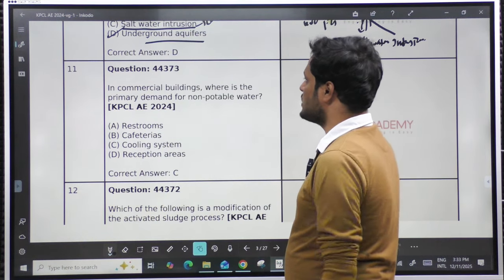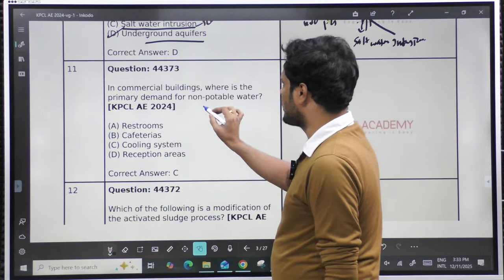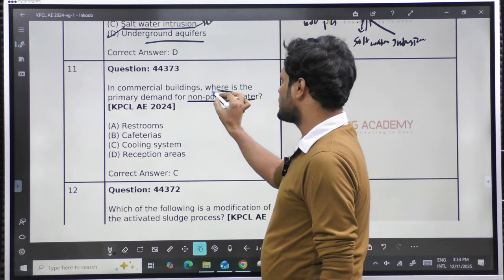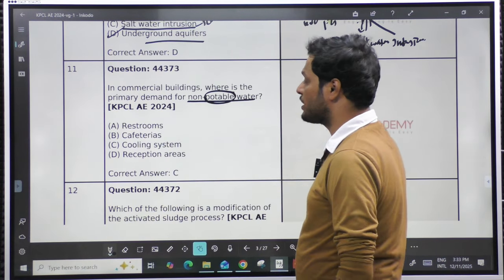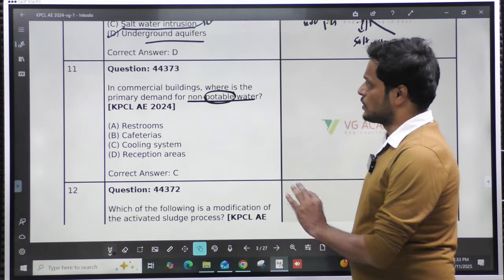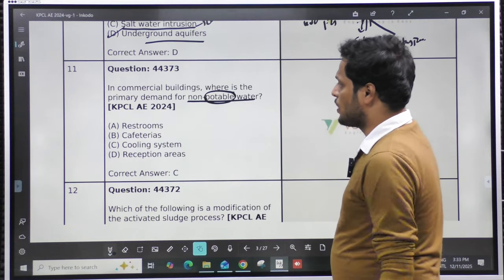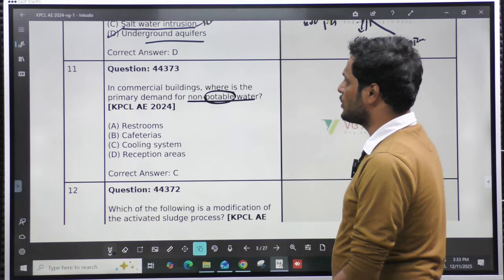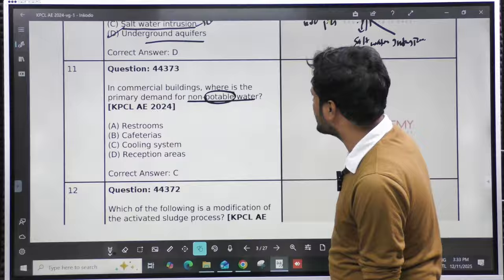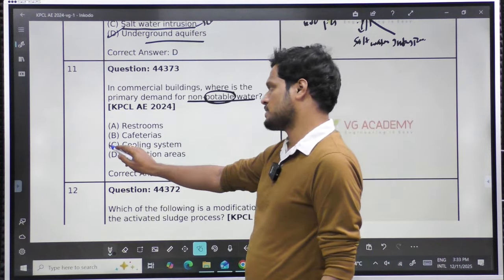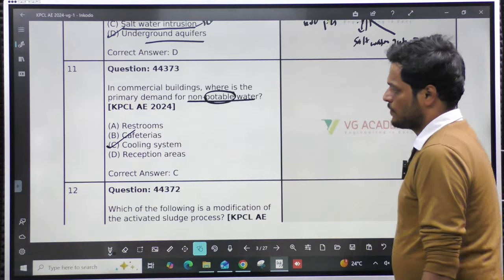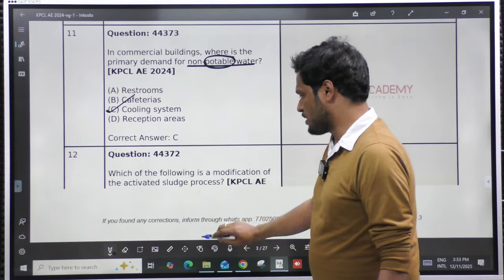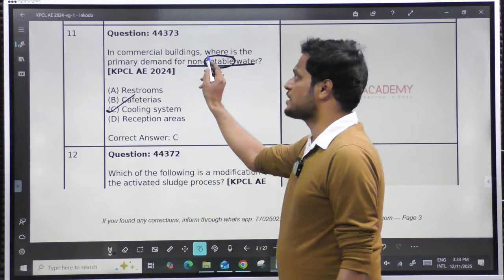In commercial buildings, where is the primary demand for non-potable water? What is potable? Potable means suitable for drinking. So non-potable water means which we use for restrooms, cafeterias, cooling system, where we will use the maximum. Primary demand for, okay, cooling system, C. So for cooling system, major water contribution will be there for commercial buildings.